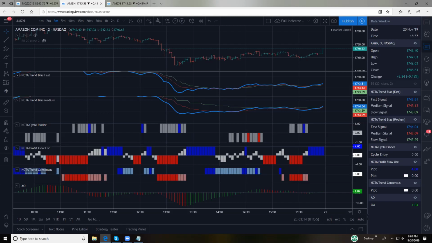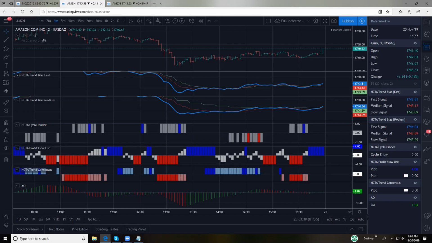David's asking if you're only using one trend bias with less than 10-minute time frame, would you use medium or fast? I wouldn't use only one. It's as simple as that. The integrity of signals is really reliant on the combination of the fast and the medium. So that's not a question I would answer, David, because it's not the approach that we've taken.